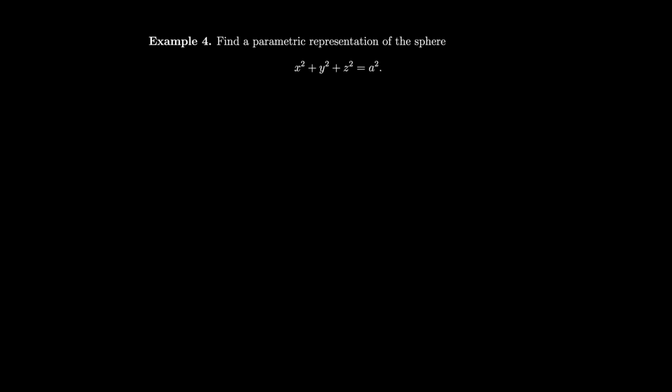How about a parametric representation of the sphere? Well, remember that x squared plus y squared plus z squared was rho squared in spherical coordinates. So this equation is the same thing as saying that rho squared equals a squared, and taking square roots, we see that rho equals a. Remember, rho always has to be positive. So that means that we could say that x is a sine phi cosine theta, because x is rho sine phi cosine theta in spherical coordinates, and y is equal to a sine phi sine theta, and z is a cosine phi.